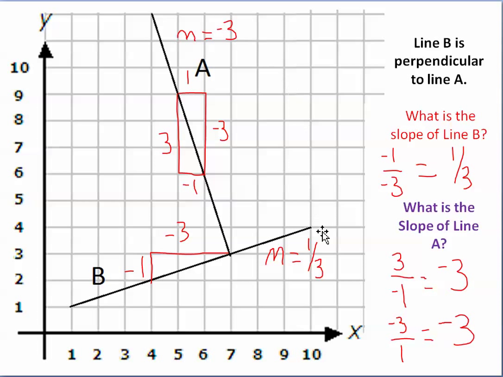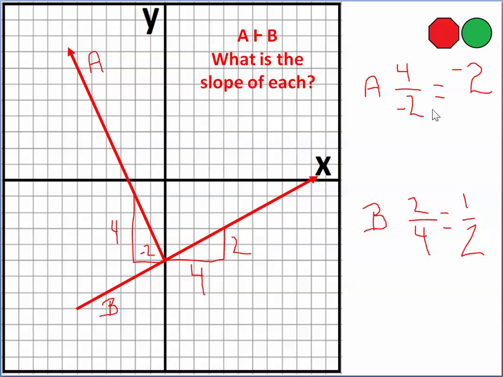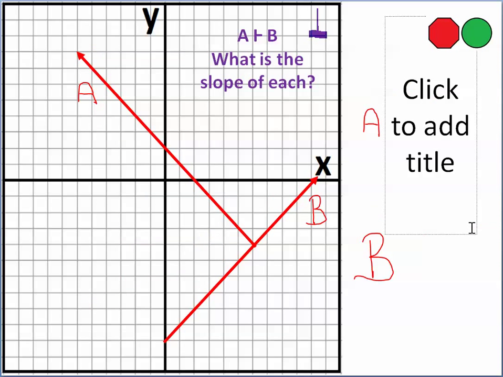So they had a 3 involved, as in the numerator or the denominator. And the same thing happens here when the lines are perpendicular. A happens to be a negative slope, B happens to be a positive slope, but one, A, was -2 and B was positive 1/2. All right, let's see if you can solve for A and B here.